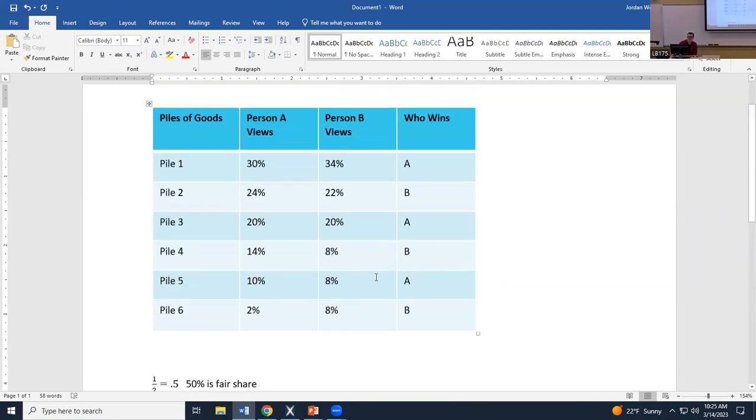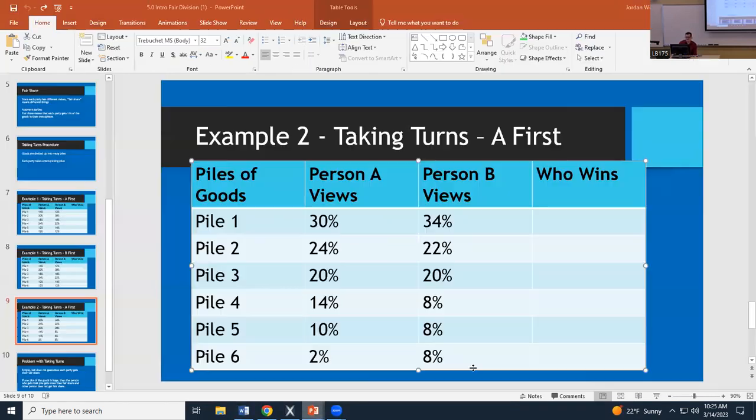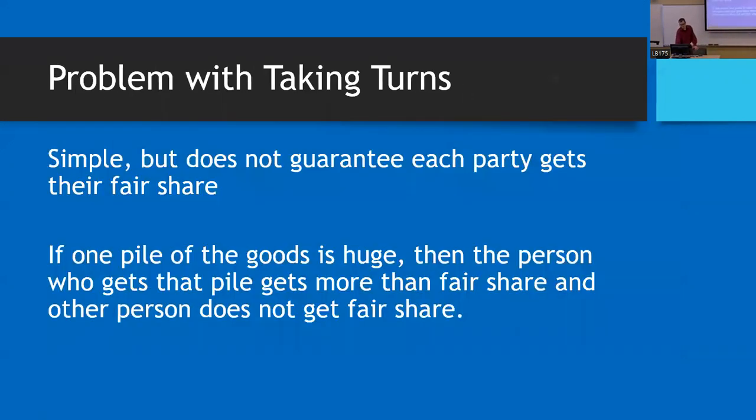So taking turns seems nice and works to give people a fair share a lot of the times, but its big downfall is that it doesn't guarantee each party gets a fair share. All right.